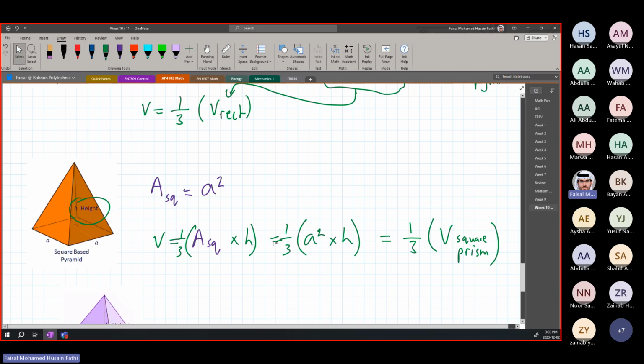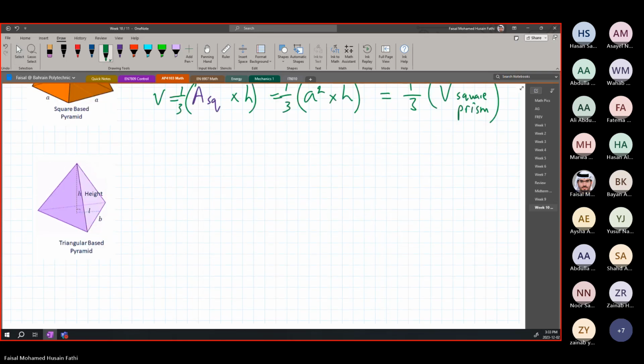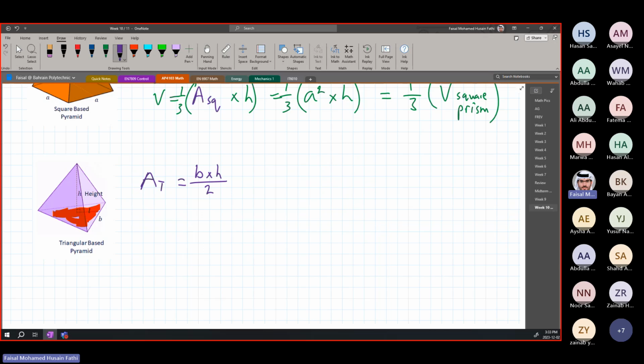Same exact concept. Again, moving to a triangular based pyramid, exactly the same thing. We're going to find the volume by, first, we know the area of the base at the bottom here. This is the base. This triangle over here, we know that the area of that triangle is equal to base times height over 2. But keep in mind one thing that I will show you now.